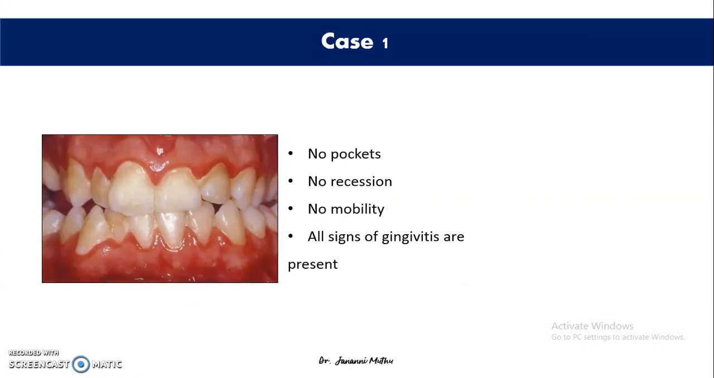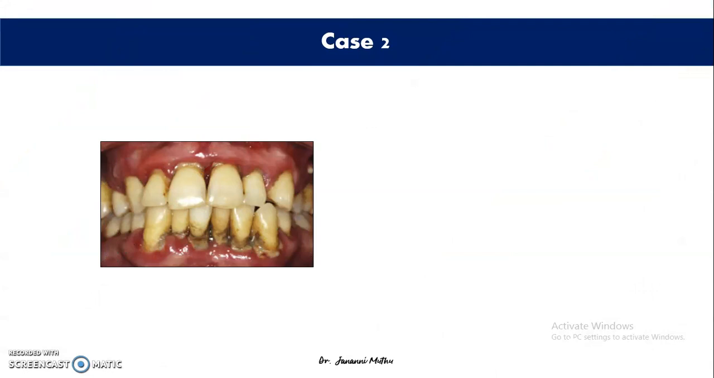Look at this example, case 1. There are no pockets, no recession or no mobility. But all signs of inflammation are evident with the presence of local factor, namely the plaque. Hence, this case is diagnosed as generalized plaque-induced gingivitis. In case 2, mere visual examination reveals this is a case of periodontitis because of the presence of recession. So, the next step is to differentiate whether it is chronic or aggressive.